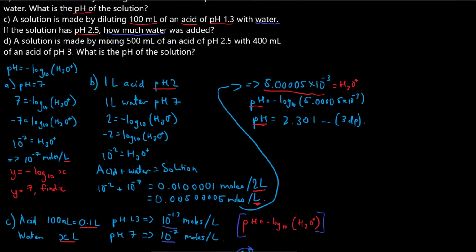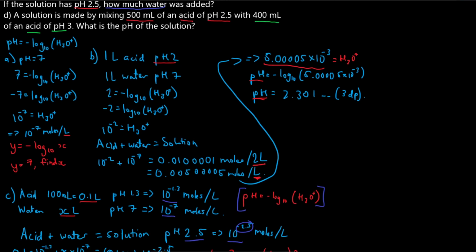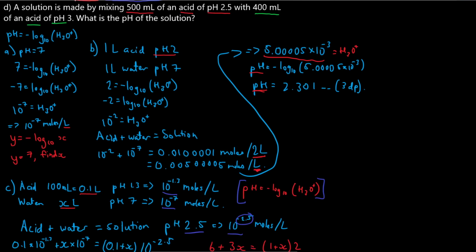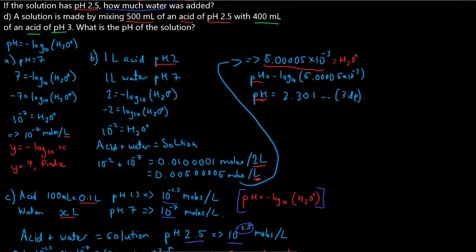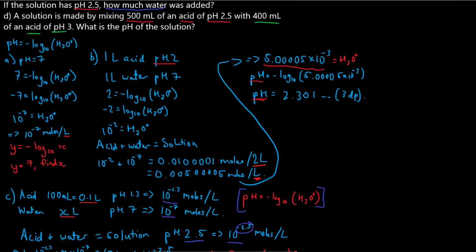A solution is made by mixing 500 milliliters of acid. So we got 500 mils of an acid. It's got a pH of 2.5. And this time, we're mixing it with another acid, with 400 mils of an acid of pH 3. What is the pH of the solution? Alrighty, we got two bits of information just like before. We have an acid and another acid with different pHs and different amounts.